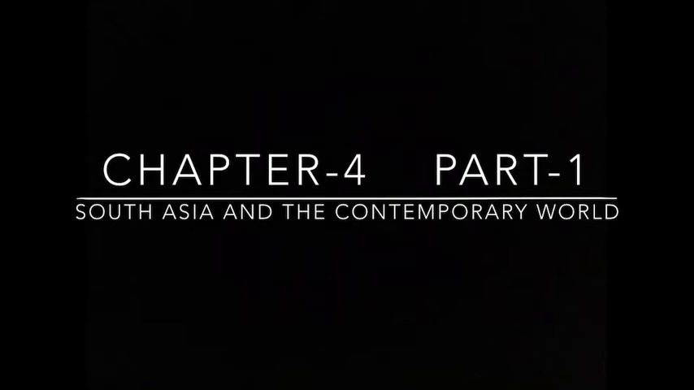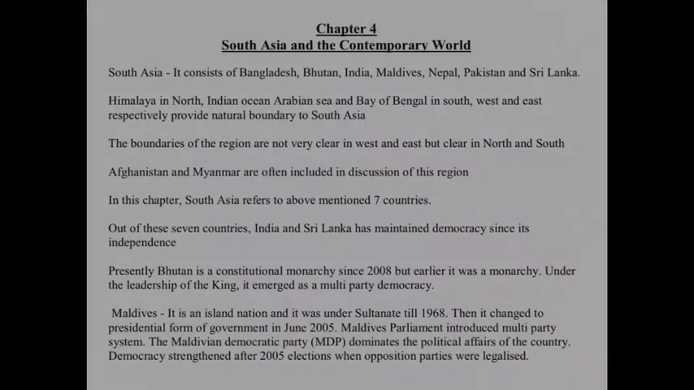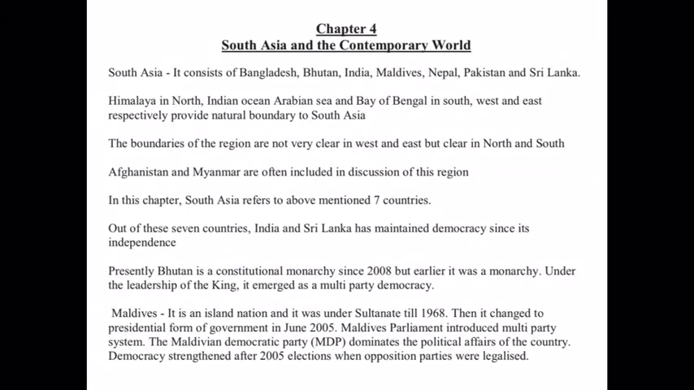So, for your convenience, I have divided this chapter into 4 parts, and today we'll be doing the first part. Well, let me tell you one thing. According to your books, it is chapter number 5. But as you know, the syllabus has been changed by CBSE. So, according to the new syllabus, this is chapter number 4. Well, the chapter is South Asia and the Contemporary World.